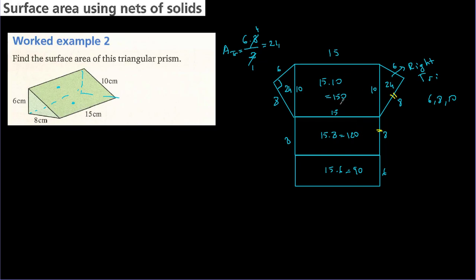So when you add them side by side, 150 plus 90 is 240, plus 120, it's going to be 360. So total area 150 plus 120 plus 90 plus 24 and 24, which is equal to the total surface area of this solid. 24 plus 24 is 48. I'm sorry, this is 360, this is 48, and the result is going to be 408 centimeter square.